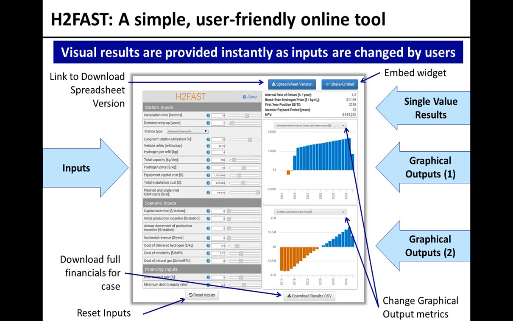If you want to download detailed financial statements, you can click on the CSV button on the bottom right, and you can get an Excel file, sort of a data dump for that particular scenario that you've set up with the inputs. Then on the top right, there are two different buttons. One will give you a download of the spreadsheet version, which we'll talk about in a bit. And the other one allows you to embed H2Fast, this web version, on your own website. Right now we have this running on an NREL website and also on an H2USA website.